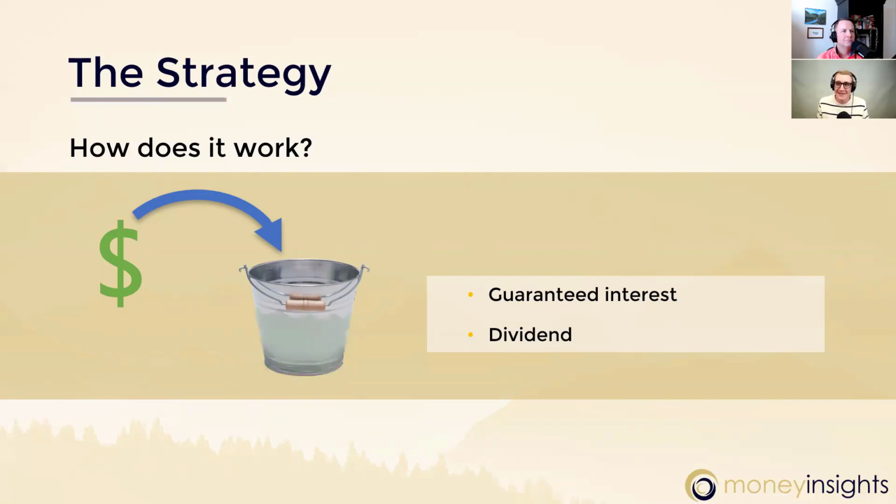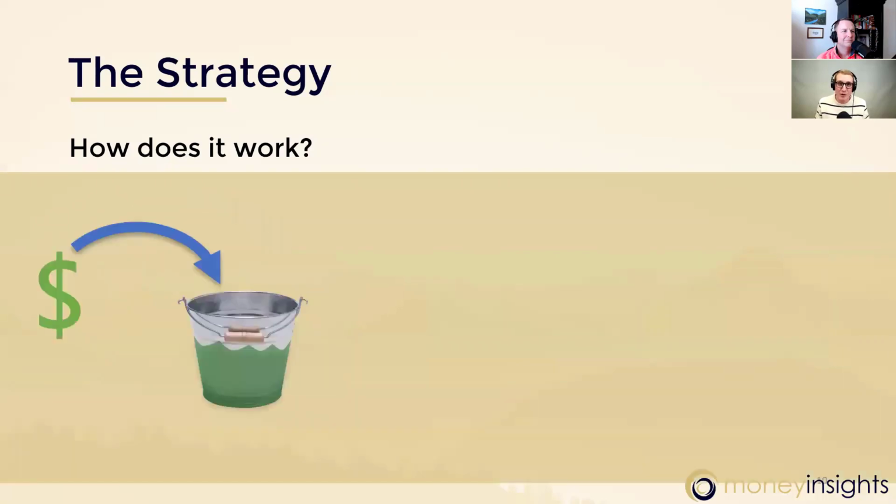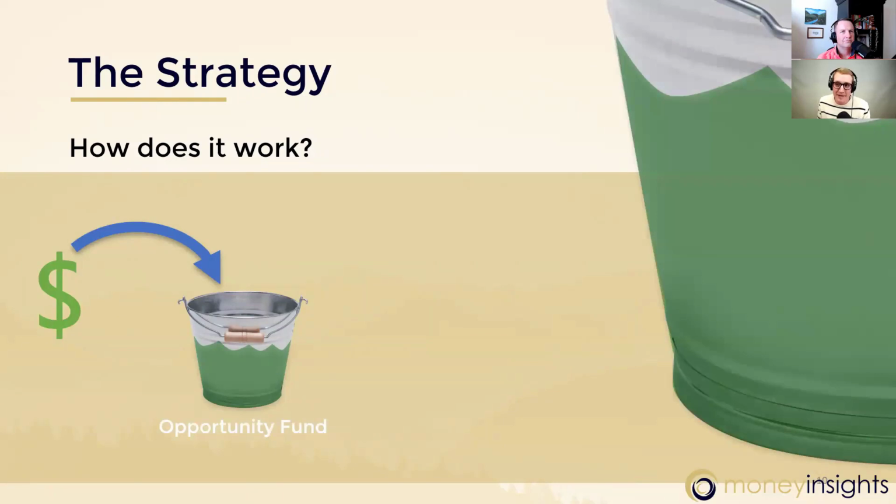Okay, now the fun part. So we have this money, it's building up, it's growing, right? It's earning us a rate of return. Well, when it comes time to invest, as opposed to liquidating our account, taking money out of our bucket like we would a savings or a money market account, because we have this opportunity fund, we get access to this much bigger bucket of money. Now, this much bigger bucket is the general fund of the insurance companies that issue these type of policies. So because we have this opportunity fund, we don't have to take the money out. We can get access to their money.